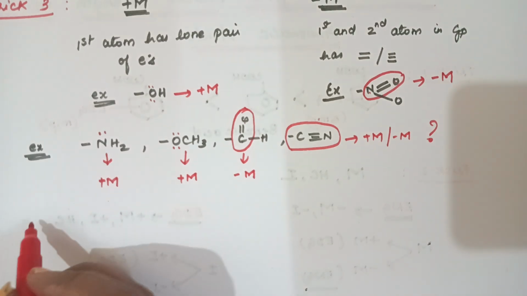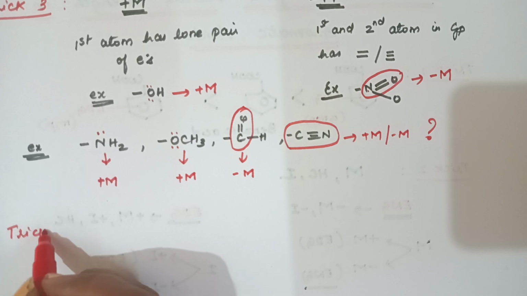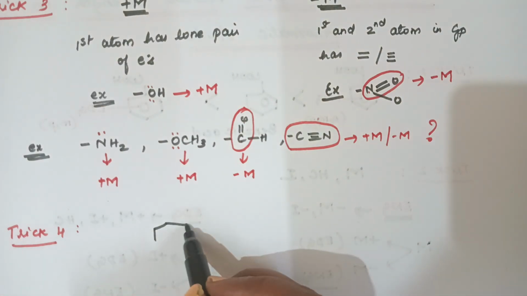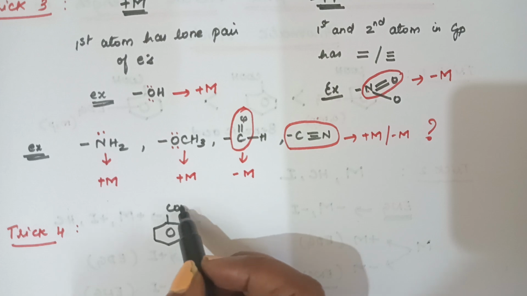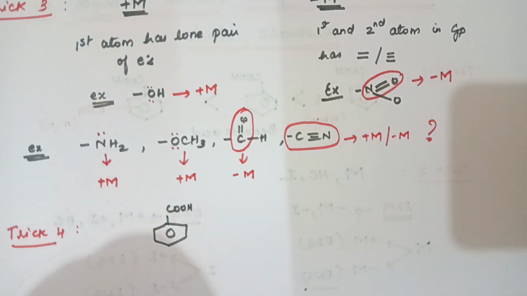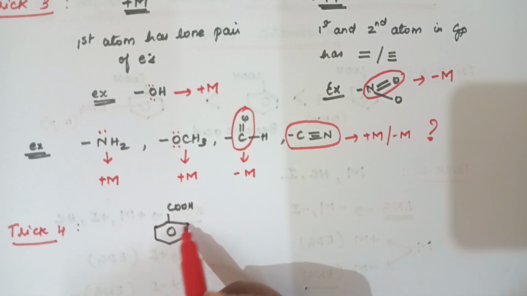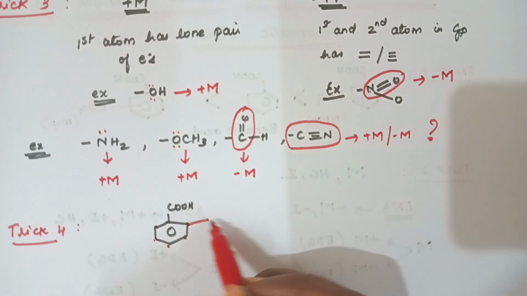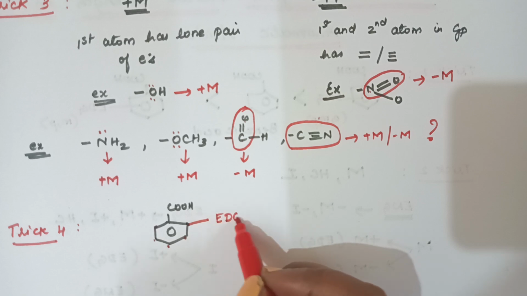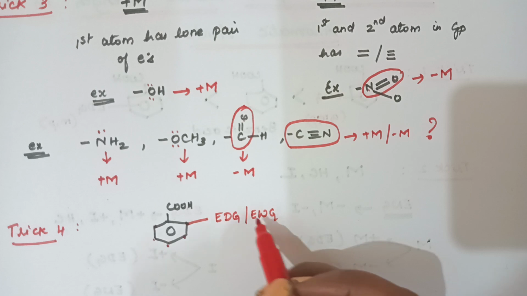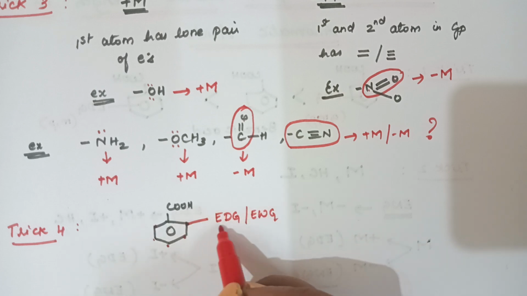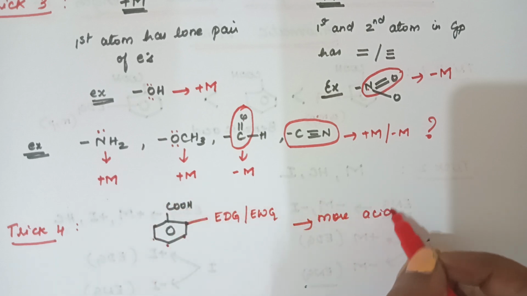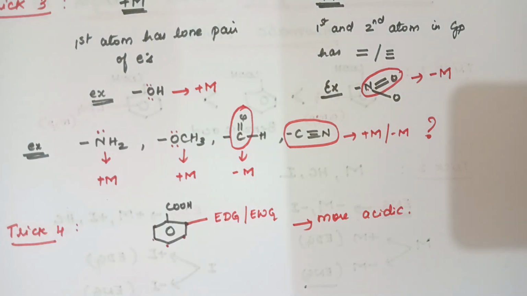So next, going to trick number 4. So here we will take benzoic acid and you know that these two positions are called ortho position. These two are called meta position and this is called para position. So at the ortho position, if an electron donating group is present or an electron withdrawing group is present, it can be any group. If it is present at the ortho position, then this acid will be more acidic. So this is trick number 4.